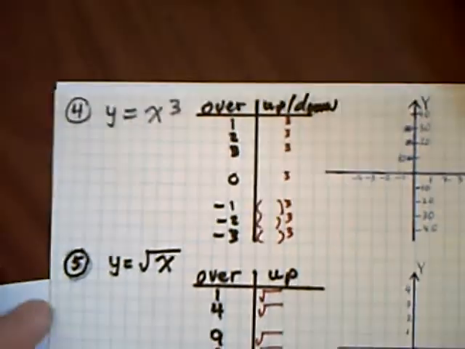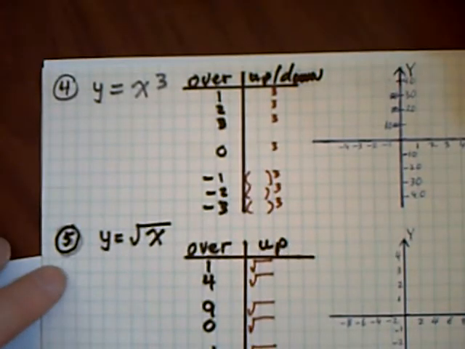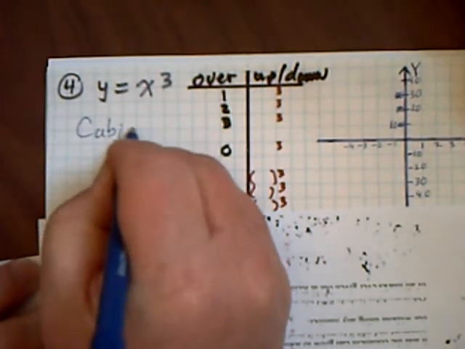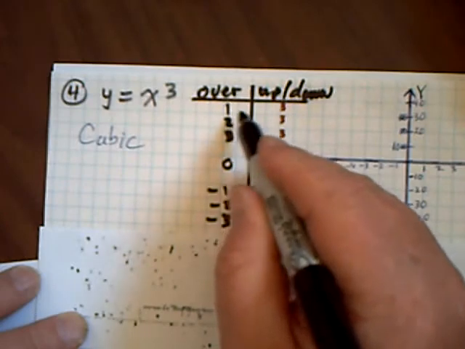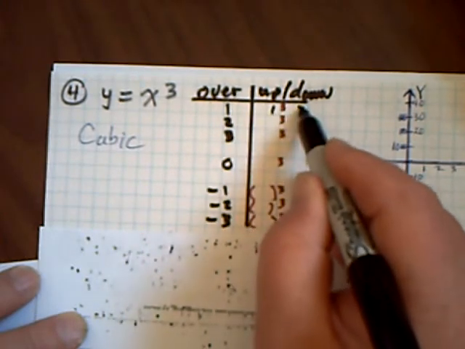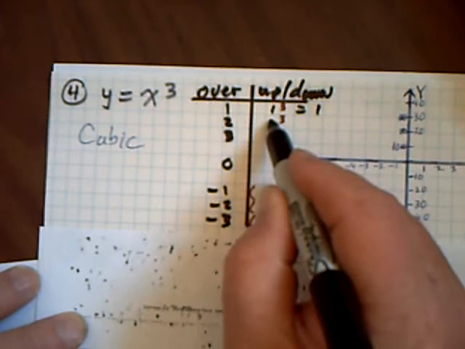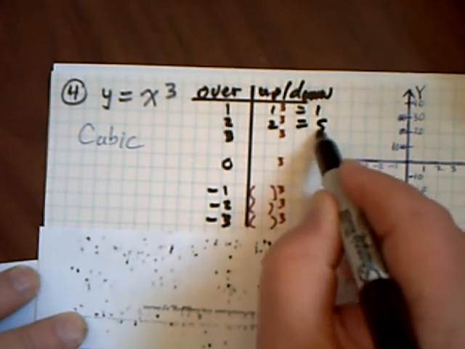Now the fourth set of equations I'm going to use is going to be y equals x cubed. And that's called a cubic equation. It works exactly the same way as the others, except when I go over 1, I'm going to go up 1 cubed, which is 1. If I go over 2, I'll go up 2 cubed, which is 8.